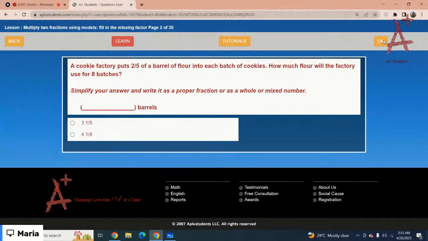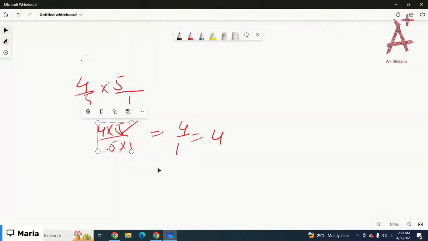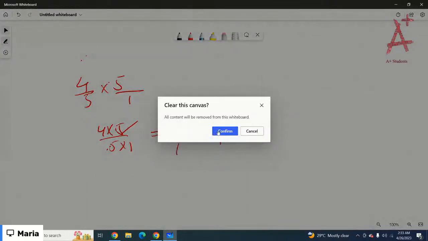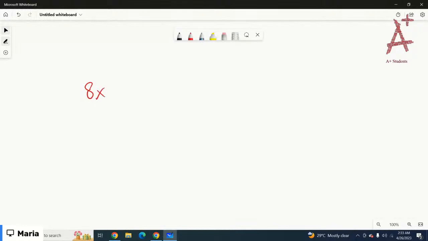Okay, the next one is: a cookie factory puts 2 over 5 of a barrel of flour into each batch of cookies. How much flour will the factory use for 8 batches? So basically you need to do 8 times 2 over 5. You just have to do numerator times numerator and denominator times denominator. So 8 times 2 is 16. It is 16 over 5.